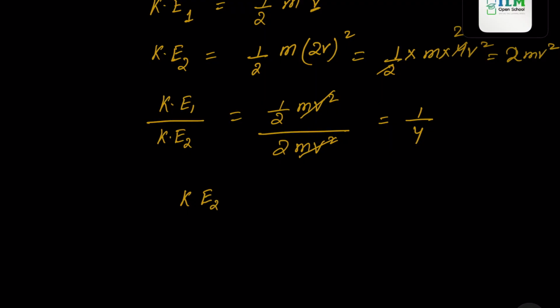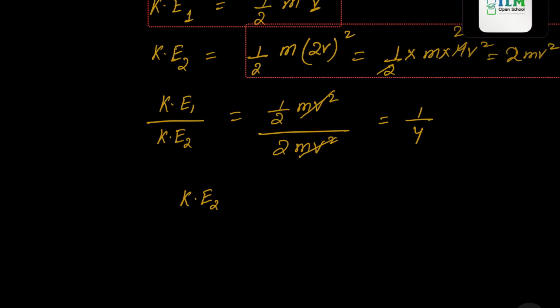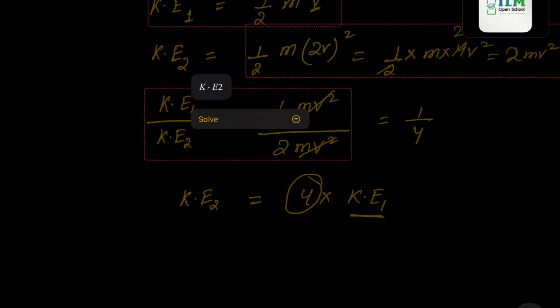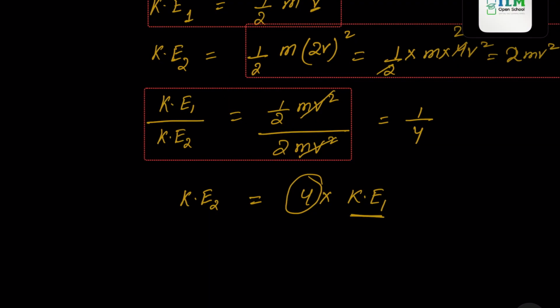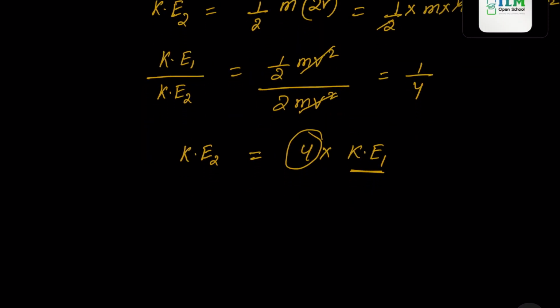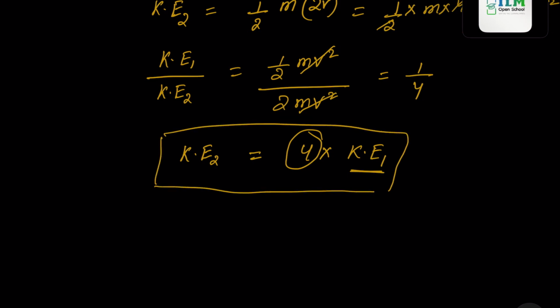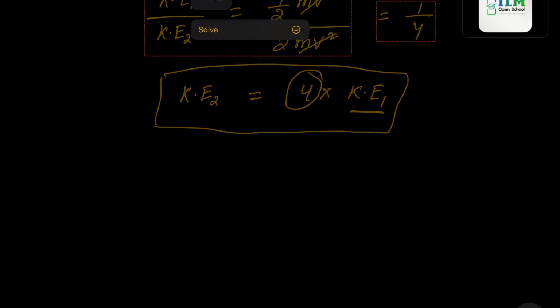So now we will do the cross multiplication. This comes here, 4 comes here. Kinetic energy 2 is equal to 4 into kinetic energy 1. So what happens to kinetic energy? It becomes 4 times the initial kinetic energy. It became 4 times the previous kinetic energy. This happens when we change the speed to double.